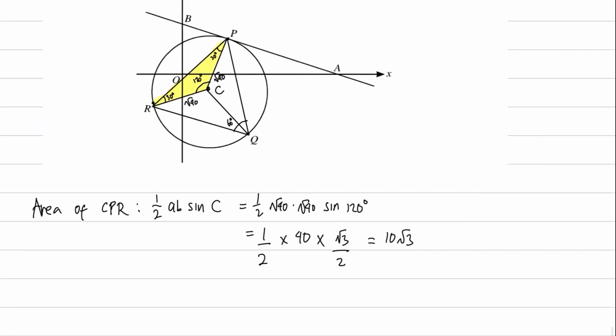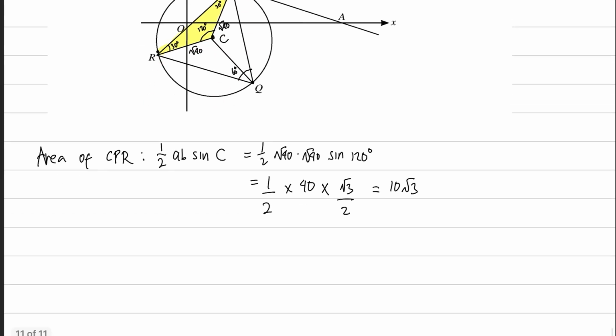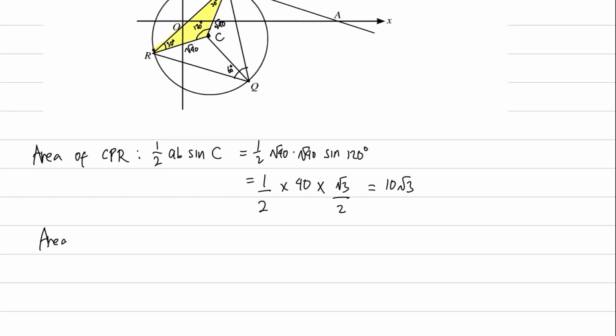Now, this is the area of one single triangle. Due to symmetry, this area will equal this and equal this. So just multiply by 3. So the area of PQR will be 3 times 10 square root of 3, which equals 30 square root of 3.